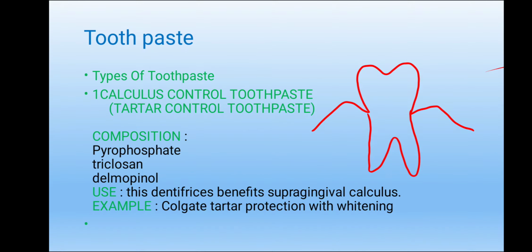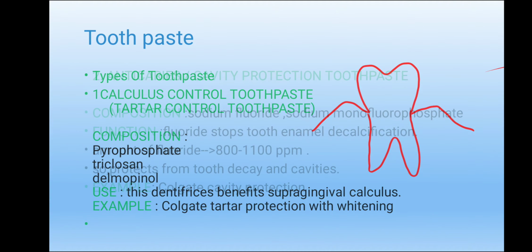Toothpaste, types of toothpaste. Number 1 is calculus control toothpaste, or tartar control toothpaste. This is the composition of tartar control toothpaste. Use: this dentifrice benefits supragingival calculus removal. This is the gingiva. The calculus present above this gingival level is supragingival. This dentifrice benefits supragingival calculus removal. For example, Colgate Tartar Protection with Whitening.